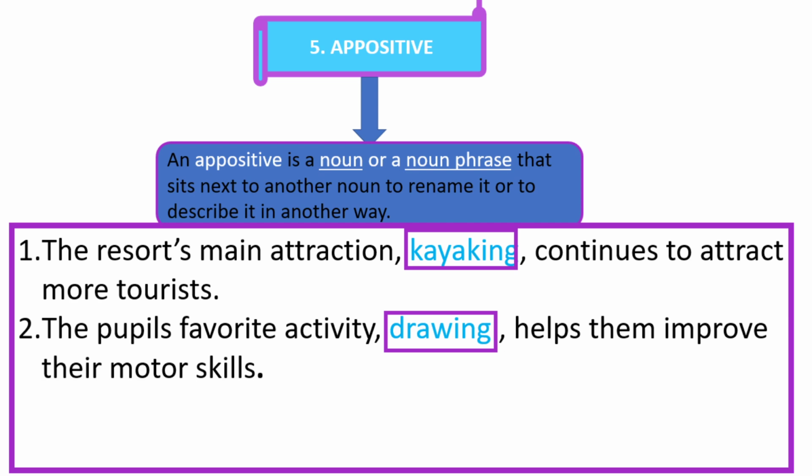Number 2. The pupils' favorite activity, drawing, helps them improve their motor skills. So drawing here is the gerund that functions as an appositive. So if we remove drawing, the sentence will still be complete and it would read: the pupils' favorite activity helps them improve their motor skills, because an appositive is just additional information to describe what is happening in the sentence. So that's it about gerunds.